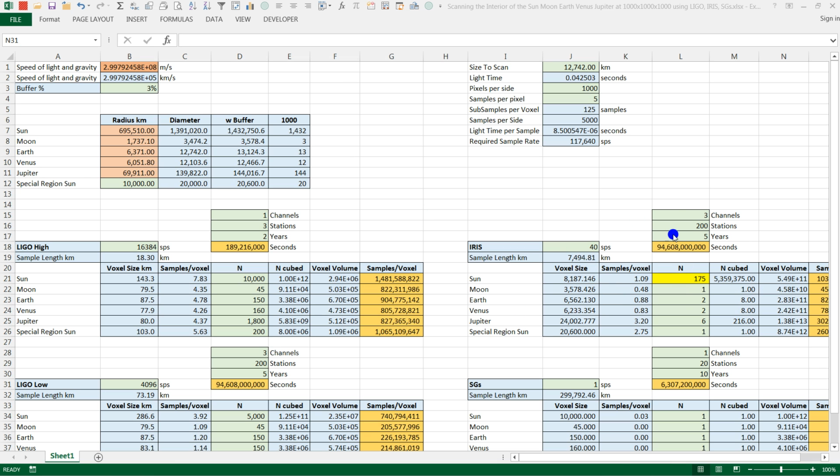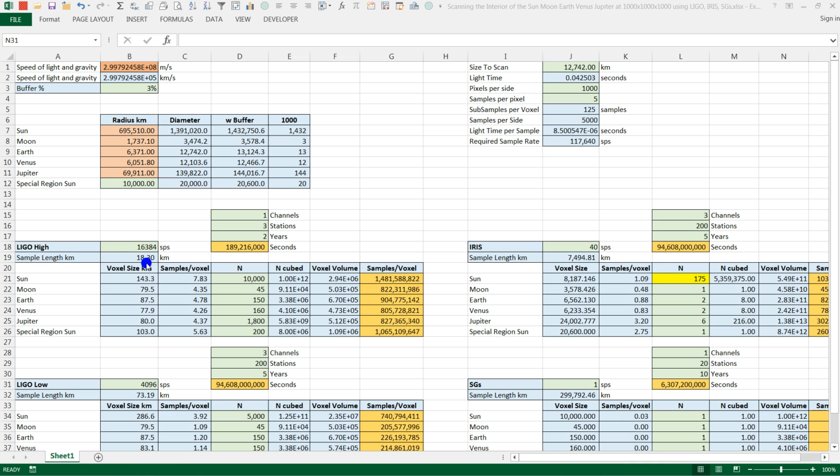This is the seismology group. I'll show it in a minute. So basically, they have one channel, three stations, and I've only seen that they operated for 2 years roughly. So they have this many seconds worth of data at that rate.